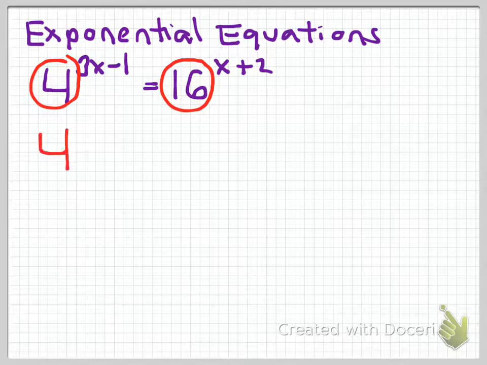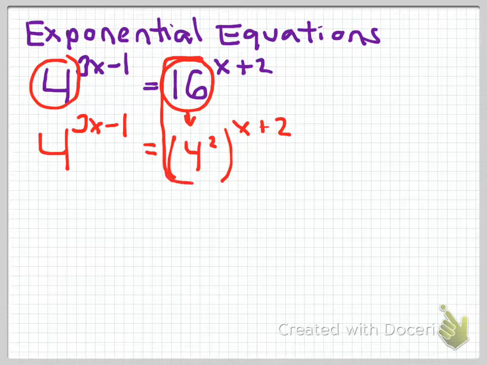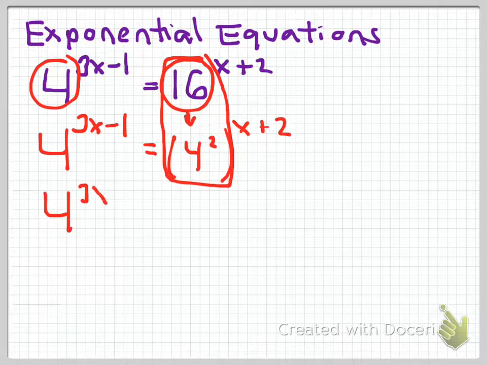I'm going to leave the left-hand side alone at 4 to the 3x minus 1. Keep in mind that 16 is the same as 4 squared. So I'm just replacing 16 with 4 squared. That then gets raised to the x plus 2 power. So keep in mind the step here. I replaced an equal with an equal. That's just substitution. Left-hand side stays the same. Right-hand side, by the laws of exponents, becomes 4 to the 2x plus 2.